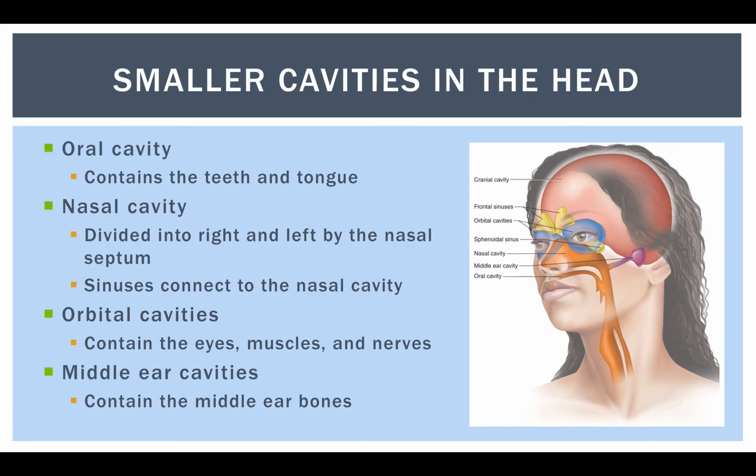Then we have our orbital cavities, one on each side. These contain the eyes, as well as the muscles and the nerves that move the eyes. And lastly, we have the middle ear cavities. The middle ear cavities contain the middle ear bones, or the ossicles, and these cavities are essential both for hearing as well as for balance.